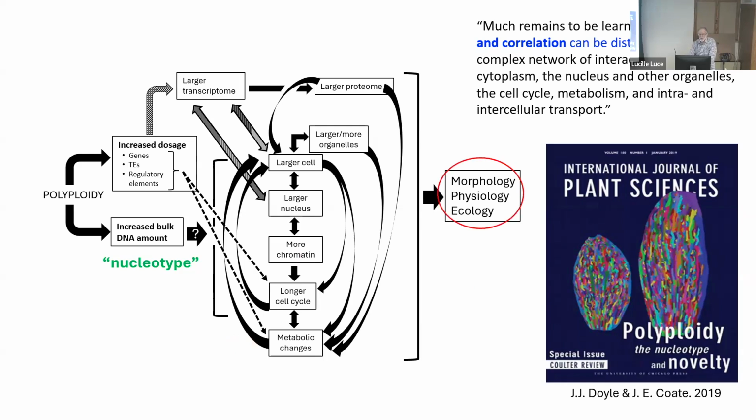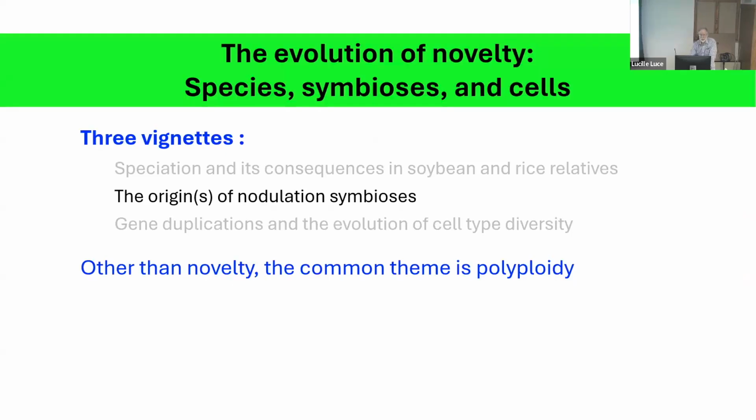The key point of this talk is just that this also does lead to morphological changes, physiological changes, and even ecological changes as well. And that brings me to my next section of this talk, and that's the origin of nodulation symbioses.